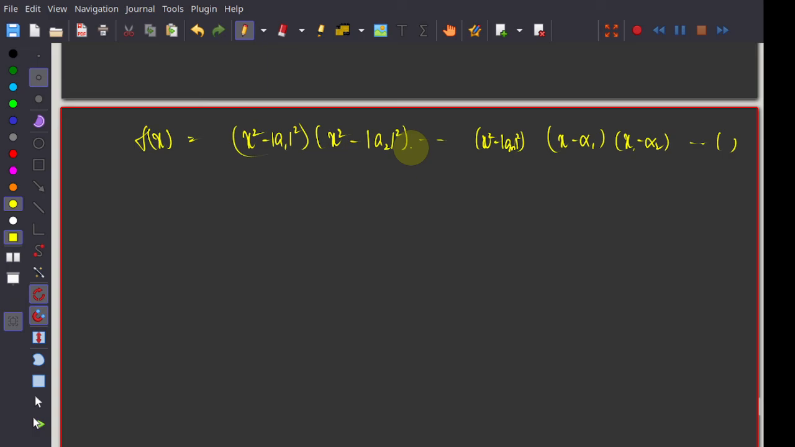So can there exist irreducible polynomials of degree greater than 2? There can't. So every irreducible polynomial has to have degree at most 2. That's a property of the reals.